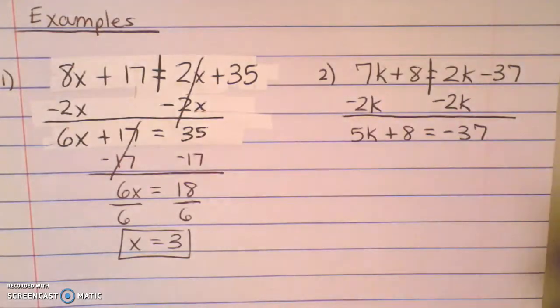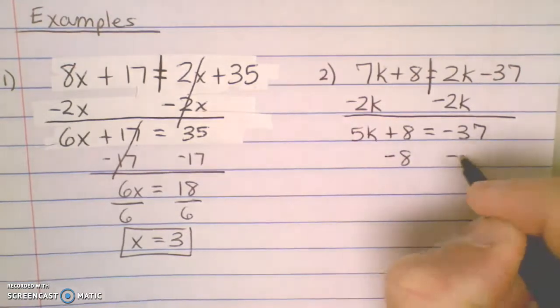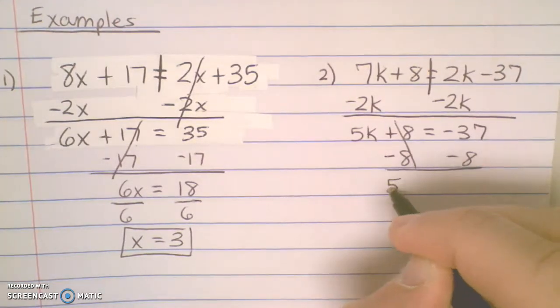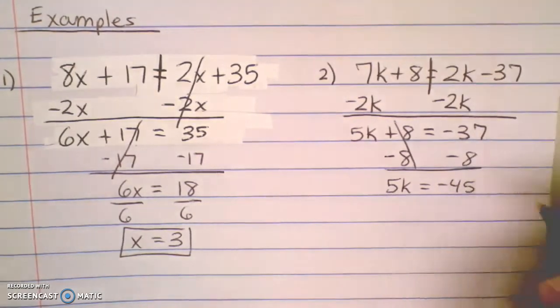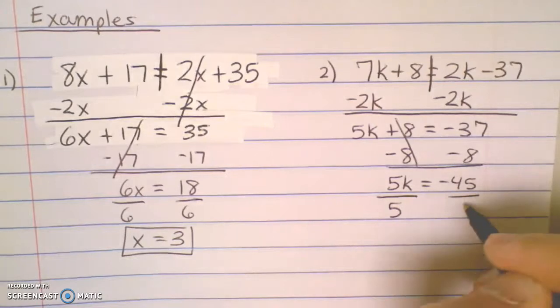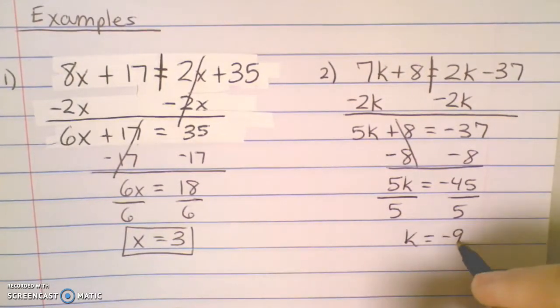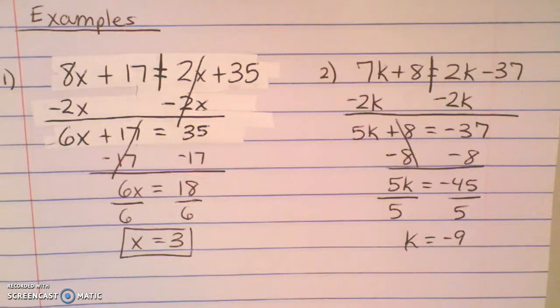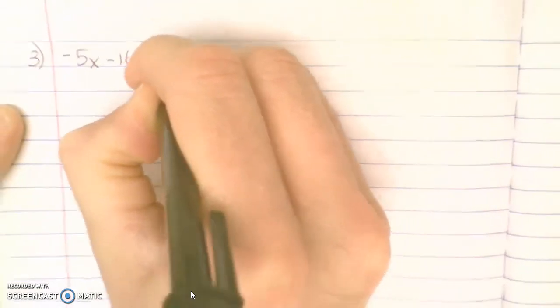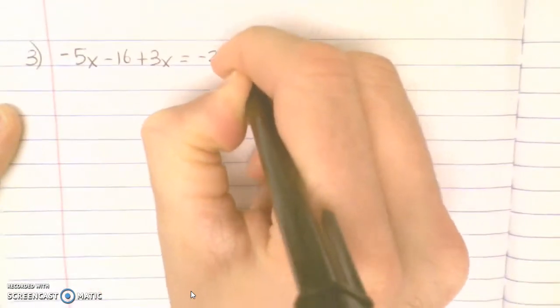And now I can take my steps to solve. Subtract 8 on both sides. 5k equals negative 45. Divide by 5. k equals negative 9. All right, let's look at two more examples, and this time we're going to have some simplifying to do. So let's say I gave you this equation: negative 5x minus 16 plus 3x equals negative 23 minus 9x.